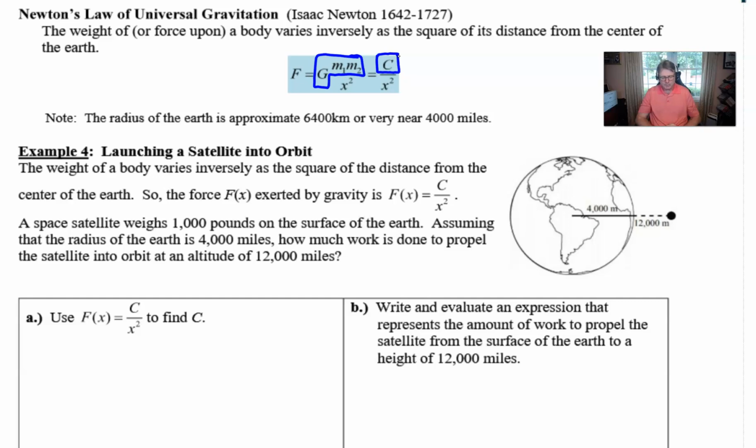So in our particular example, the weight of a body varies inversely as the square of the distance from the center of the Earth. So there you go. That's just recapitulating our particular formula. F of x is C over x squared.